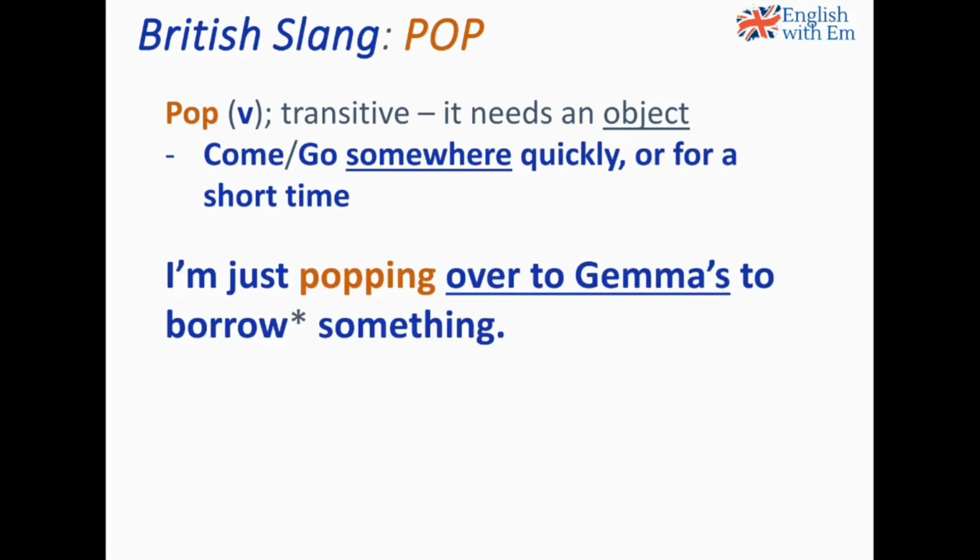Just popping over to Gemma's to borrow something. So here, popping over, we're going to somebody's house. To Gemma's, it's Gemma's house. We don't need to say, I'm popping over to Gemma's house, because that's understood by the use of the verb popping over.